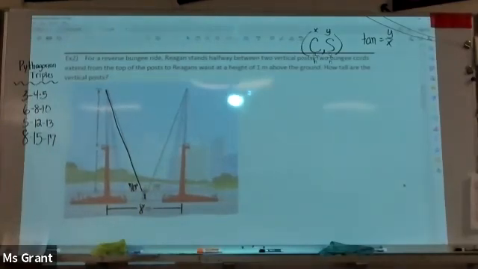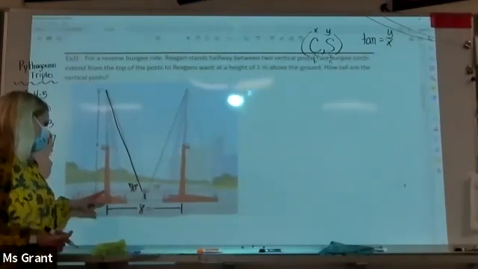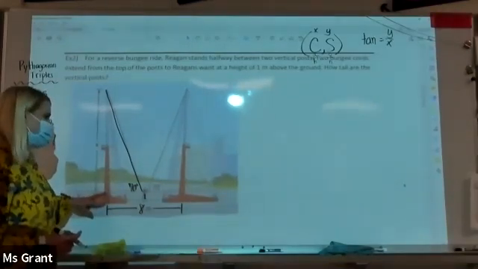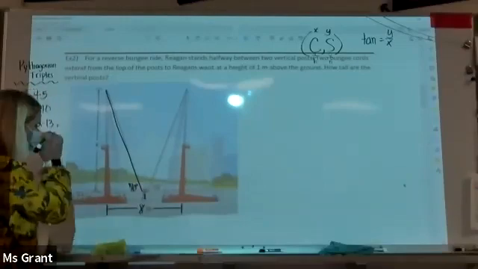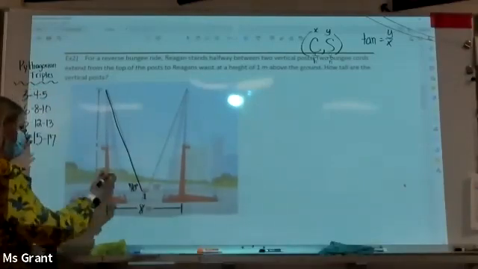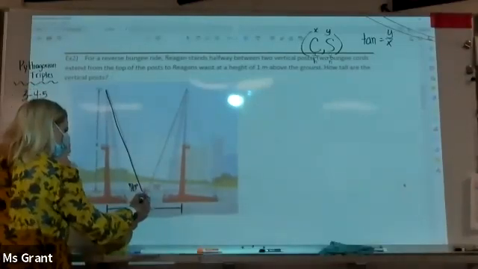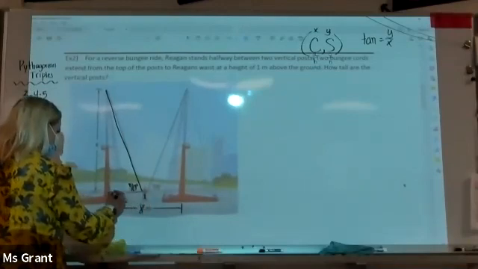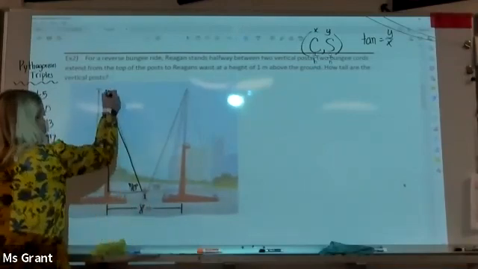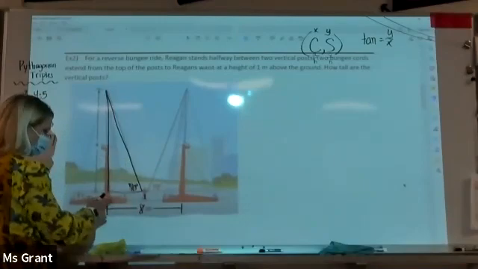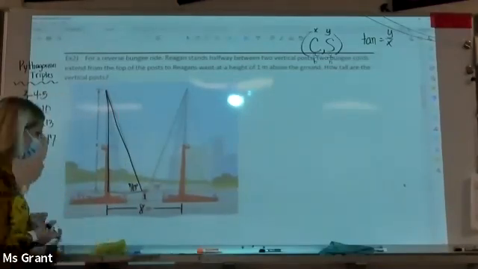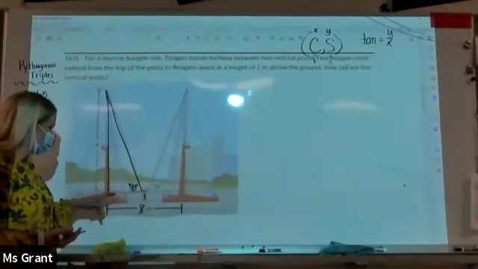How tall are the vertical posts? Okay. Reagan's 1 meter just tells you how high the bungee is. So really and truly, I'm going to get this triangle right here. But then remember, there's 1 meter more. Let's worry about the one at the end. Okay. I've got 70 degrees.